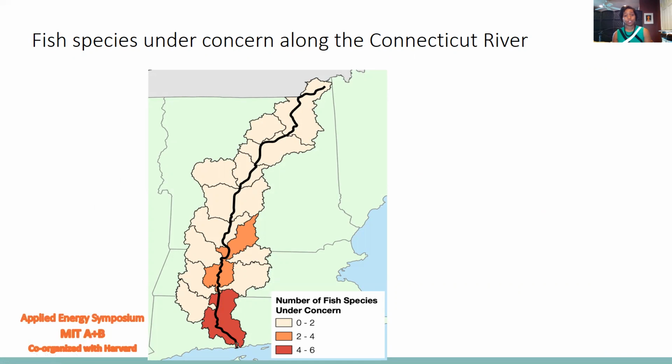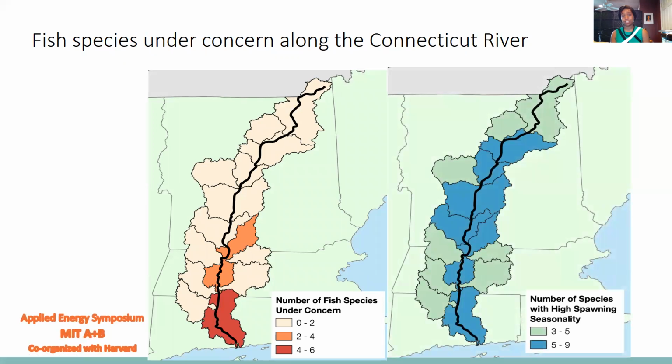So the fish species under concern, we do recognize that they're not going to be active along all parts of the river at all times. And here is a map of the Connecticut River and its tributaries, showing the number of fish species under concern. The darker the point on the map, the more fish species under concern. And we see that the most fish that we're concerned about are going to be at the bottom of the river, that first intake point. And then as you move up the river, you have less and less fish species of concern. And that has to do with the fact that dams have been impeding fish migration. So you're going to see less activity.